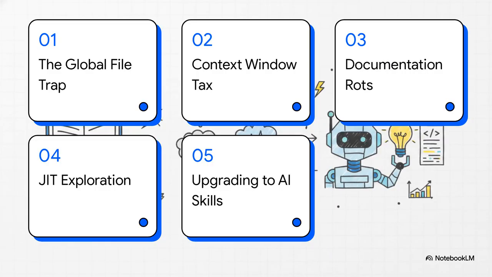Here is exactly how we're going to break down this trap. We've got 5 sections today. First, the global file trap. Second, the context window tax. Third, why documentation rots. Fourth, just-in-time exploration. And finally, upgrading to AI skills. Let's get right into it.